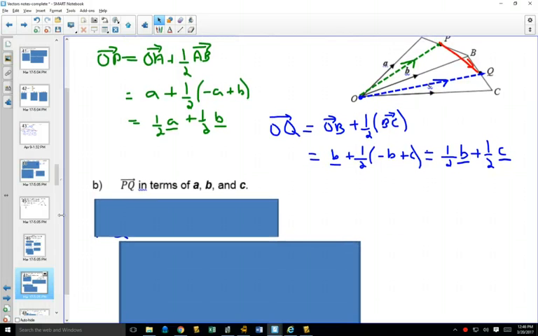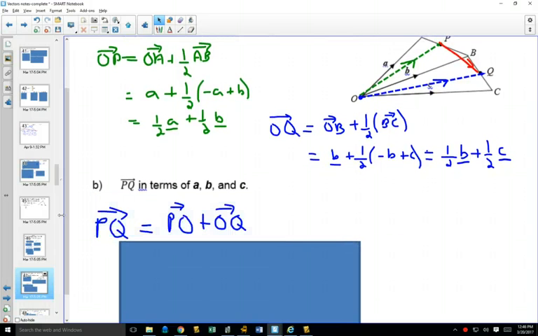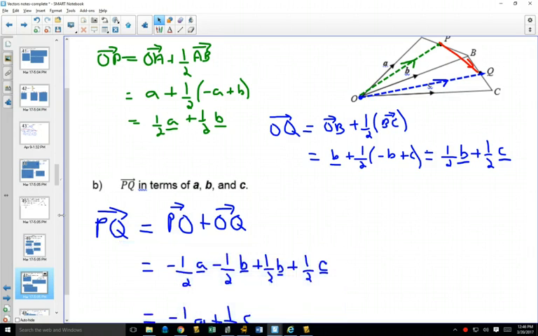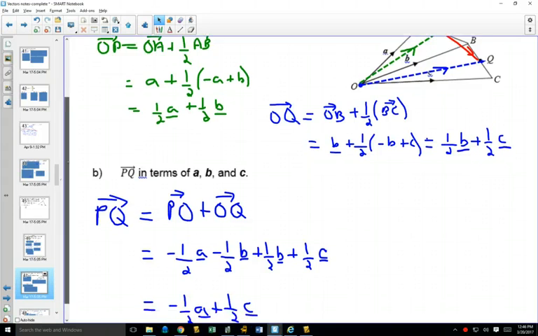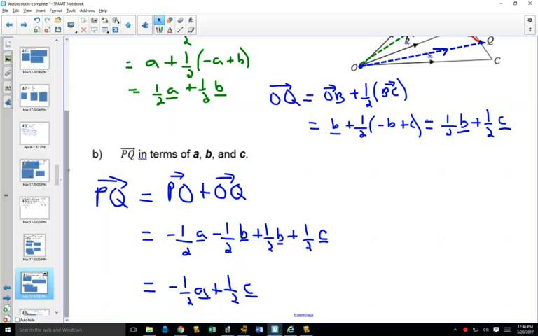And then P to Q, well, that would just be going P back to O, and then O back to Q. You know that P to O is just the negative of O to P, and then adding O to Q to that gives us negative 1/2 a plus 1/2 c.